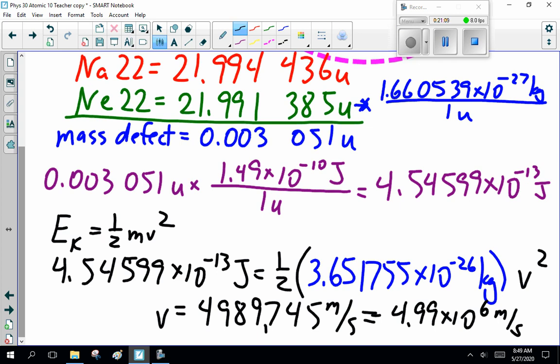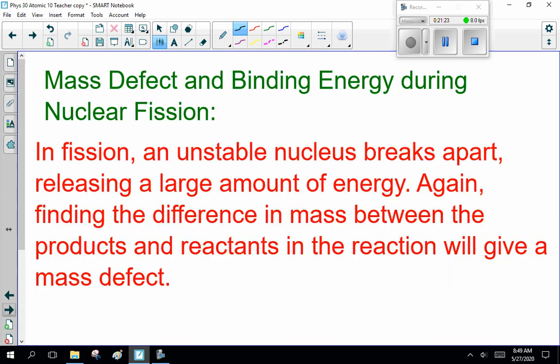So that would be a typical question. What's the mass defect? What's the velocity? Now, I should have given you a second page to do that, but whatever. Guys, see how that goes? All right, good.